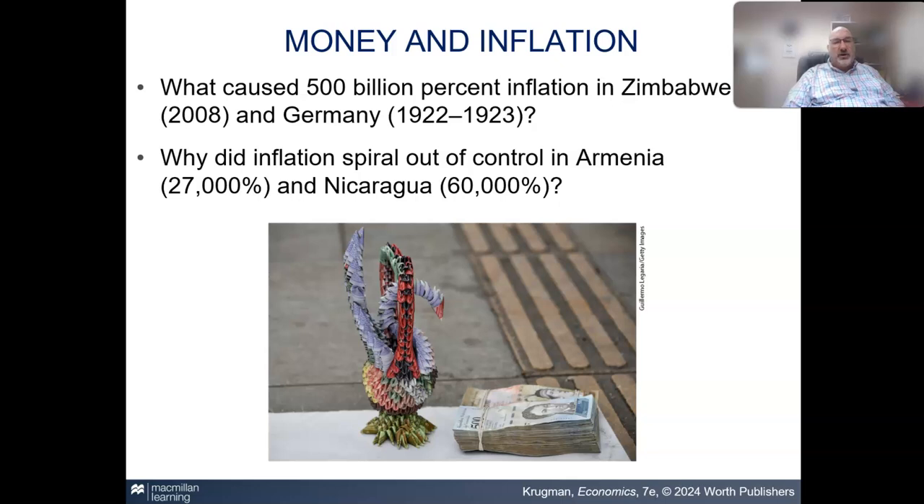So what causes 500 billion% inflation in Zimbabwe, 2008? That was the worst ever. Inflation in Germany, 1922, I didn't think theirs was as bad. So why did inflation spiral out of control in Armenia, 27,000%, Nicaragua, 60,000%? So what caused all these problems?